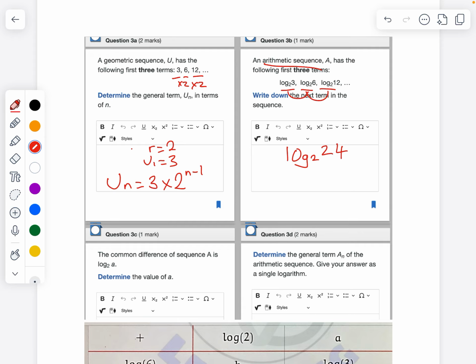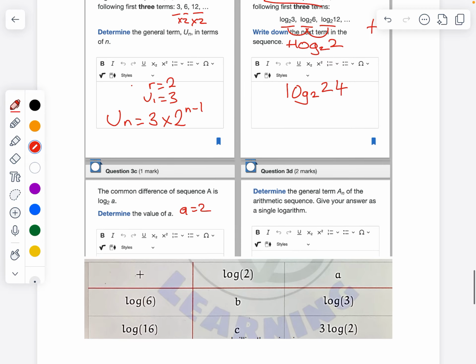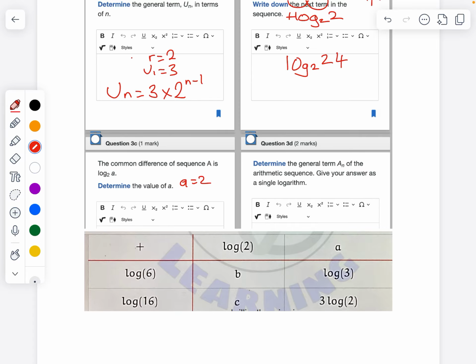Sorry, with an arithmetic sequence, it has a common difference of something that they're adding each time in the question. So what are they adding each time in this question? Well, we know in logs, when they add, it actually means multiply. So what did they do to 3 to get the 6? They would have to actually add log 2, because 3 times 2 would give you 6. Sorry about that.